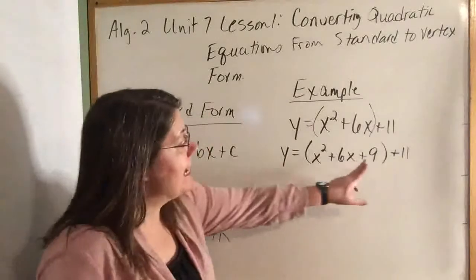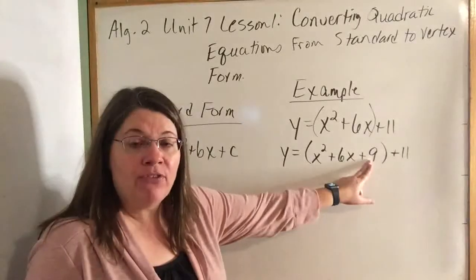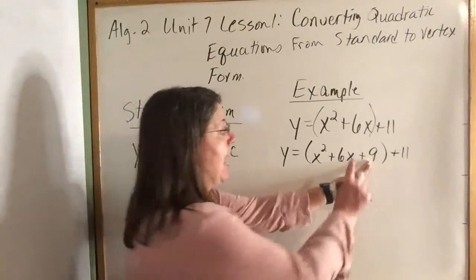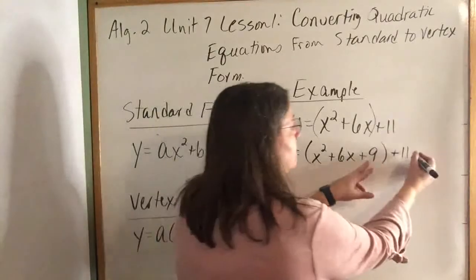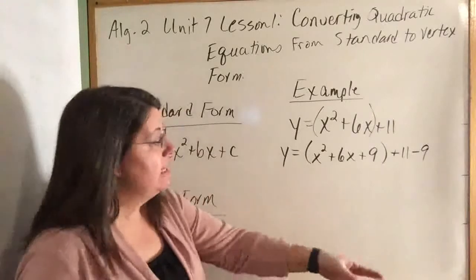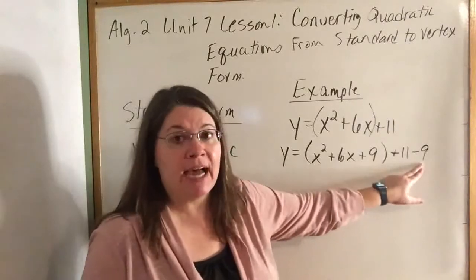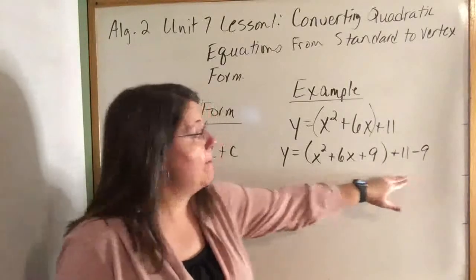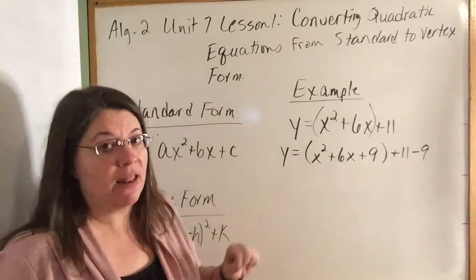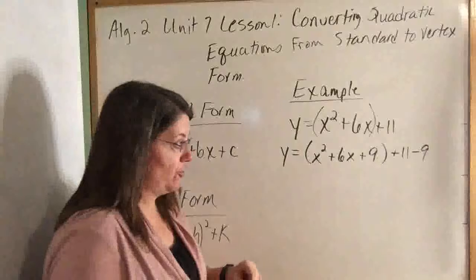So if I add 9 here, I need to offset that so that I'm really just adding a 0. So if I add 9 on the inside, I'm going to subtract 9 on the outside, so that really all I've done is add 9, subtract 9, I've added 0. I'm making it look different without changing its value. We've done that a lot with different things already this year.